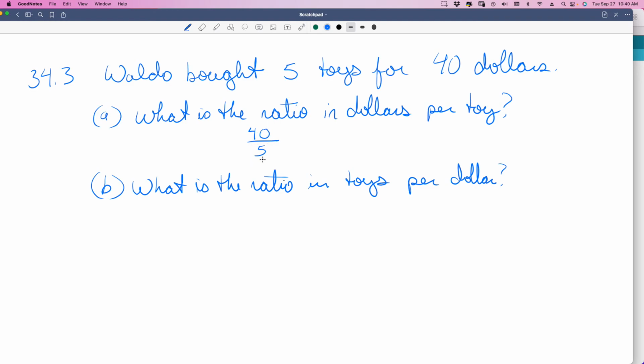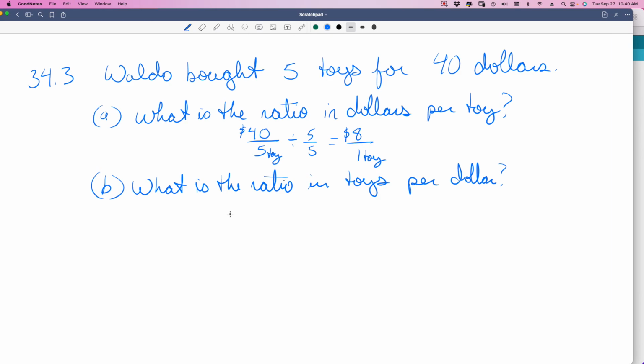But I see that this is reducible. I know that 40 is divisible by 5, right? So I'm going to take this ratio and I'm going to divide the top and the bottom by 5. And I'm going to find that I can get $8. There's $8 for 1 toy. Okay? And you've got to keep straight what is what. So $8 per toy. Now toys per dollar.